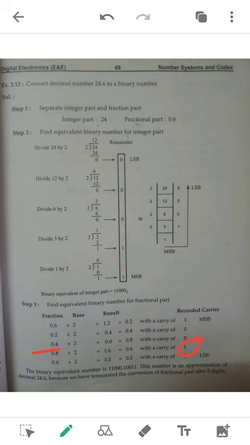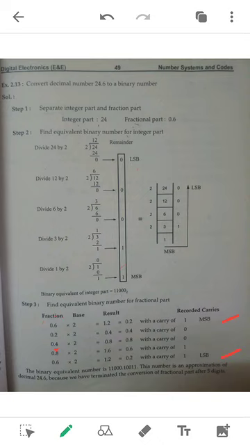Then you are getting 0.6. So 0.6 has to be multiplied again by 2. So you are getting 1.2. So 1 again you have to take as the integer, and the remaining is 0.2. So this is the MSB and this is the LSB. So 1, 0, 0, 1, 1 is the equivalent of the decimal fractional number 0.6.